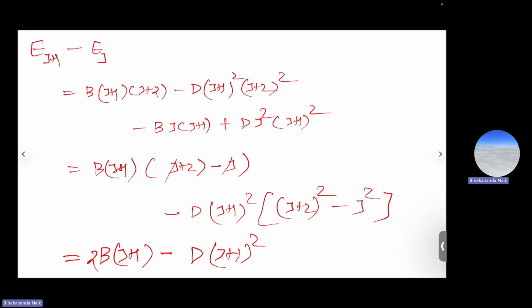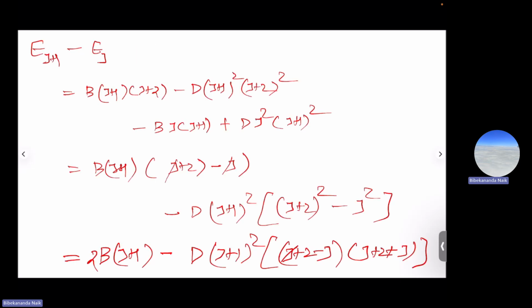We can put the formula of a square minus b square, a plus b into a minus b. So J plus 2 minus J into J plus 2 plus J. And if we write it, Delta E will be 2B J plus 1 minus, it will be J plus 2.